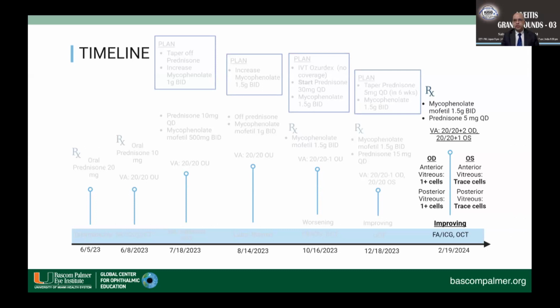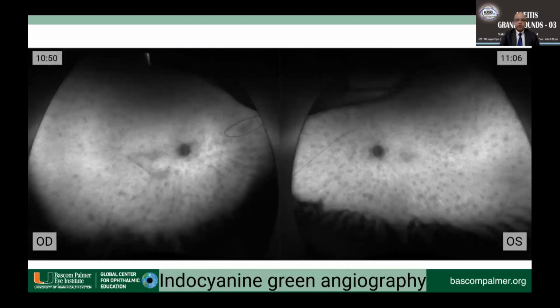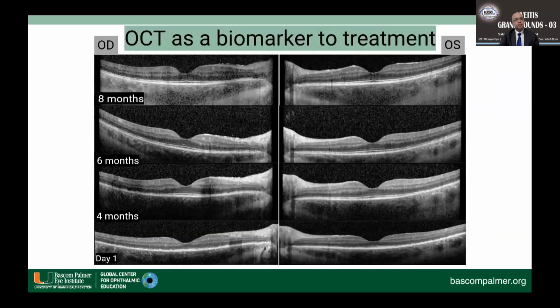At this point, her vision was slightly improving, but she had persistent vitritis. There was persistent leakage of the large vessels in FA, and the bird-shot lesions were still present in both eyes, as seen in this ICG photograph. Now she was asked to increase the prednisone to 30 milligram for the third time, and asked to taper it to 7.5 milligram in the next 2 months. She was asked to continue the mycophenolate, and now the adalimumab was added.